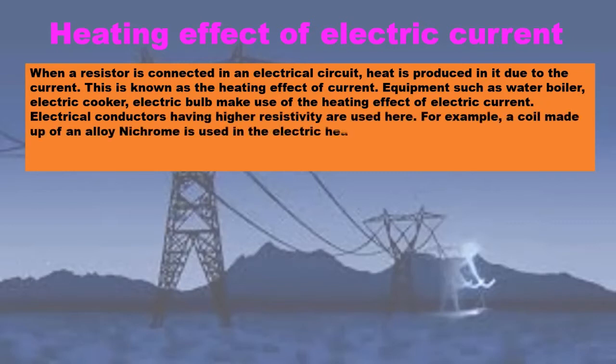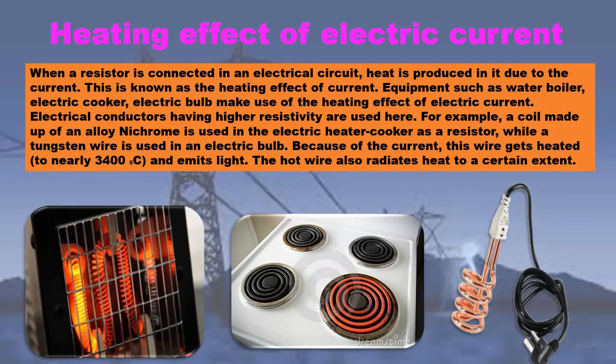Equipment such as water heaters or water boilers, electric cookers, toasters, the heating coils that we use in bathrooms for boiling water, warming the water, for having a bath, all these things have coils in them. Okay? So these electrical conductors having high resistivity are used here.